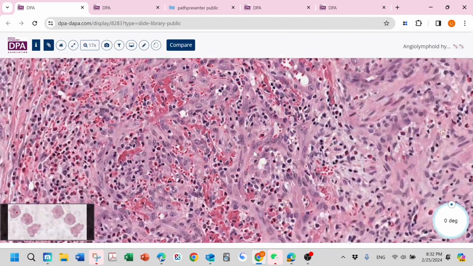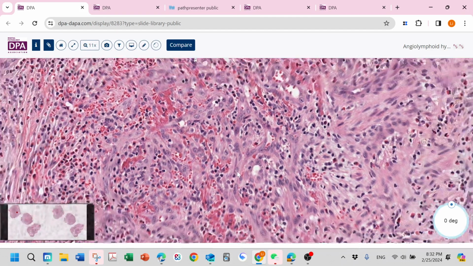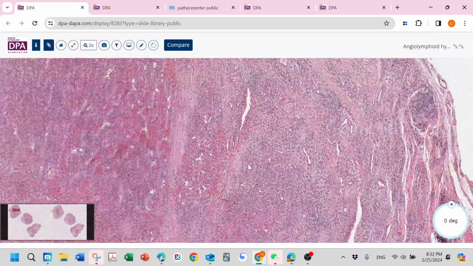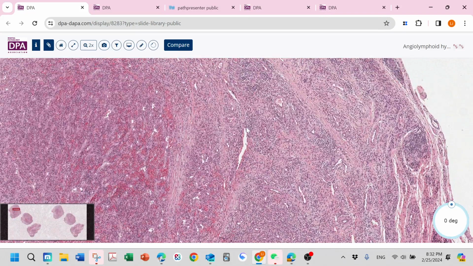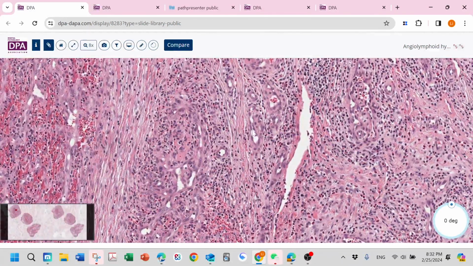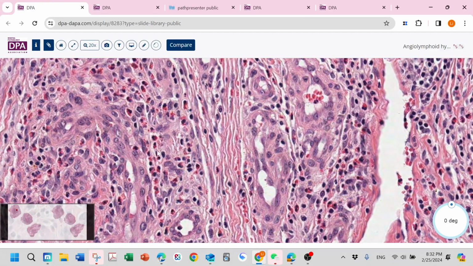See, and the endothelial cell cytology is plump. They look bigger, not like the regular endothelial cell. So this case is really classic. Big vessel, small vessels trying to form a lumen but not really succeeding, and then plump endothelial cells, tons of eosinophils.